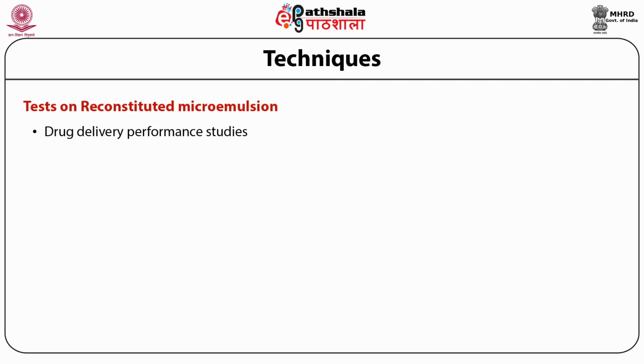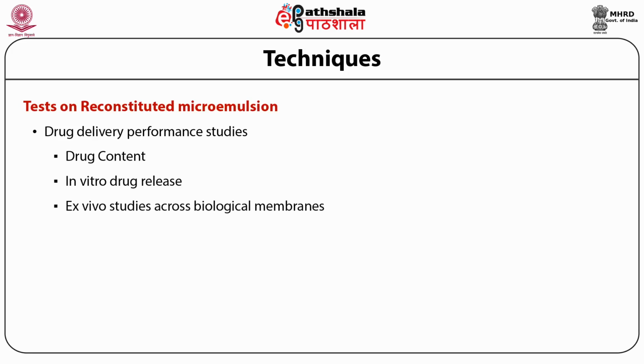The drug delivery performance of a microemulsion delivery system is determined by evaluating drug content, that is, how much drug is present or entrapped inside the microemulsion. Then in vitro drug release studies are to be conducted as per standard pharmacopoeial methods or the guidelines given in the ICH, or ex vivo studies across biological membranes are to be conducted.